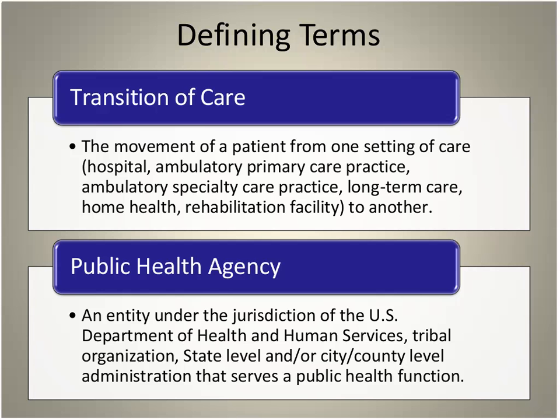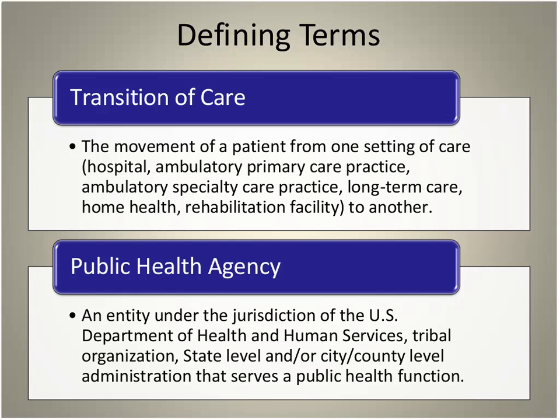Transition of care, defined by CMS as a movement of a patient from one care setting to another. That's as simple as it could be. Going from a hospital back to their primary provider, or going from primary provider to a specialist, or from home health or to long-term care. Those are the transitions of care from one care setting to another.